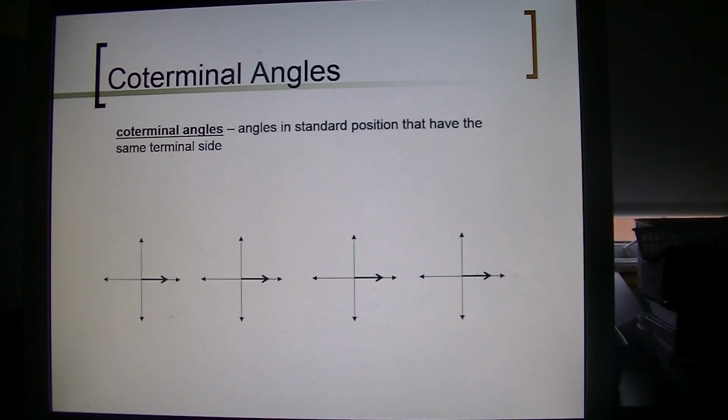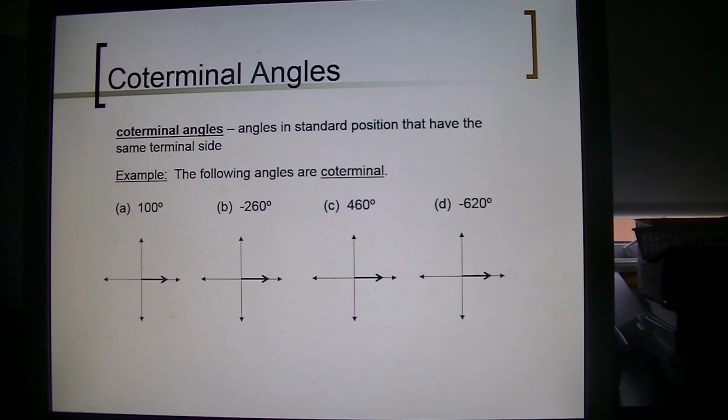Question? Does that mean that it should be 360 degrees? That's going to have something to do with it. Coterminal angles are angles in standard position that have the same terminal side. No, you're actually not going to have to draw them. You're just going to watch. So, I am telling you, and I'll show you exactly why, I'm telling you that 100 degrees, negative 260 degrees, 460 degrees, that's going to be weird, and negative 620 degrees, that's also going to be weird, are coterminal.